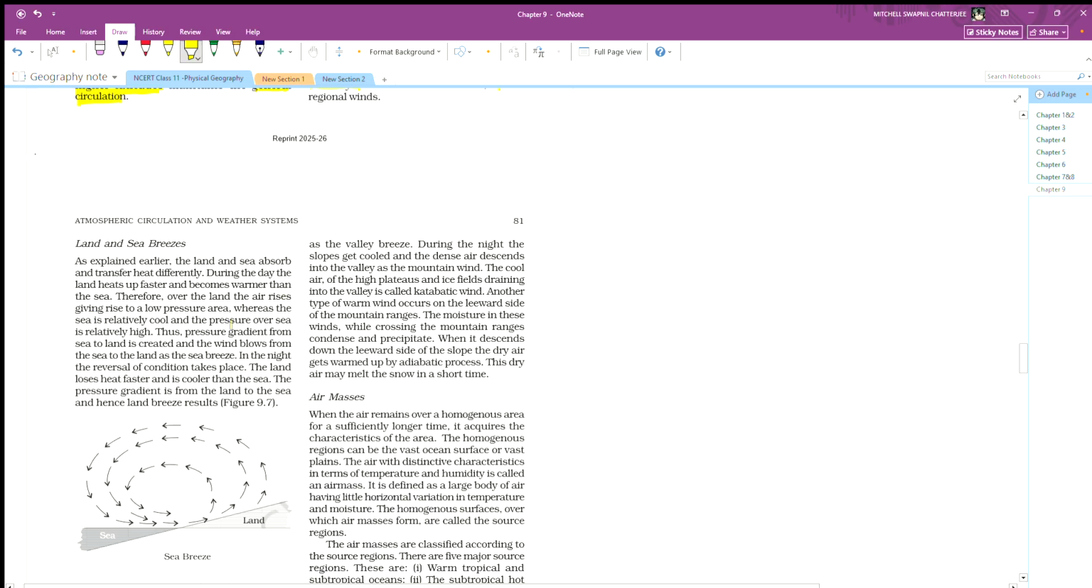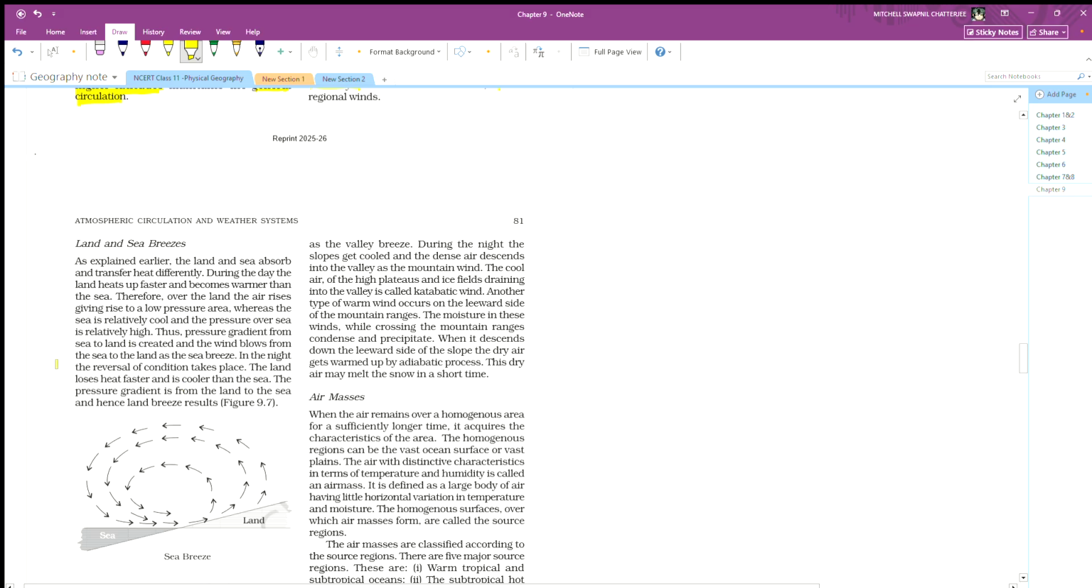So during the daytime, the land is a low pressure area, whereas the sea is relatively cooler and the pressure over the sea is relatively high. As wind blows from the high pressure area to the low pressure area, that's why we feel a sea breeze, because the breeze is coming from the sea.